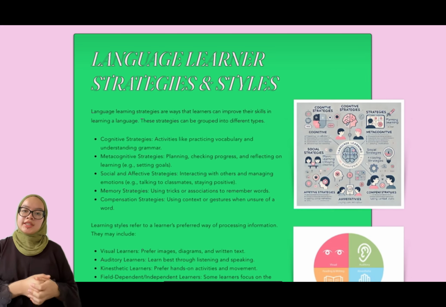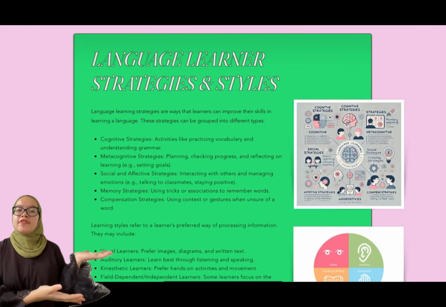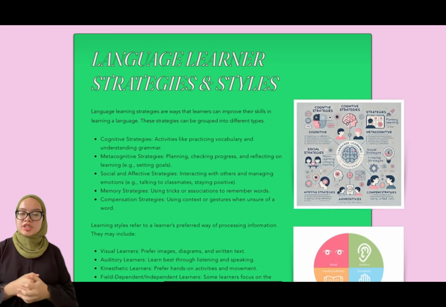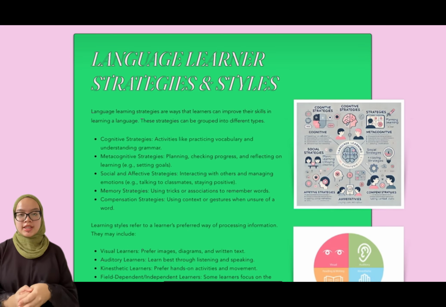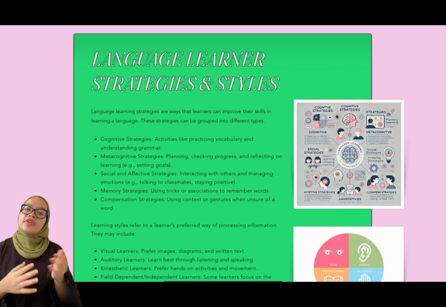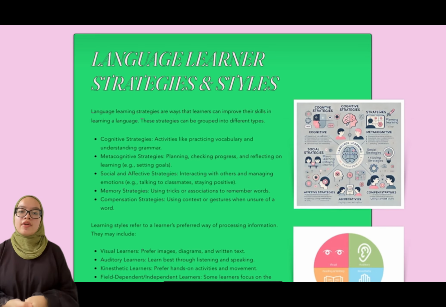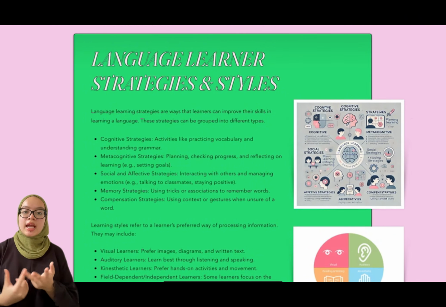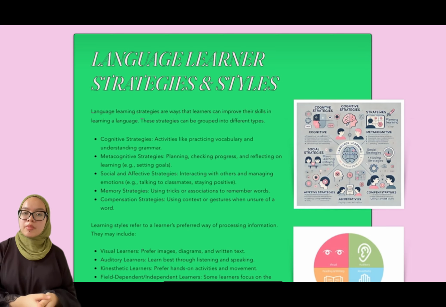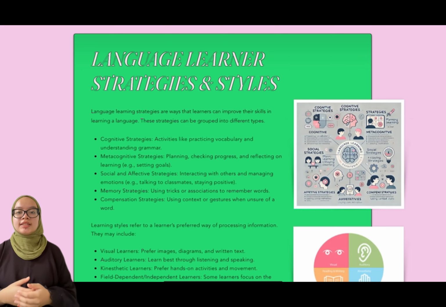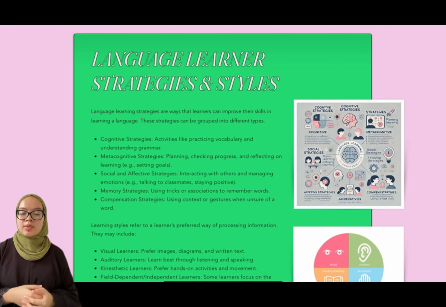Next, let's talk about the strategies learners use to improve their language skills. There are several types of strategies, each serving a different purpose. Here is an infographic illustrating the various types of language learning strategies. It provides a clear and visually engaging summary of cognitive, metacognitive, social affective, and compensation strategies. The first one is cognitive strategies that involve activities like practicing vocabulary, understanding grammar rules, and actively engaging with the language. For instance, memorizing new words through flashcards or writing sentences to reinforce grammar concepts.